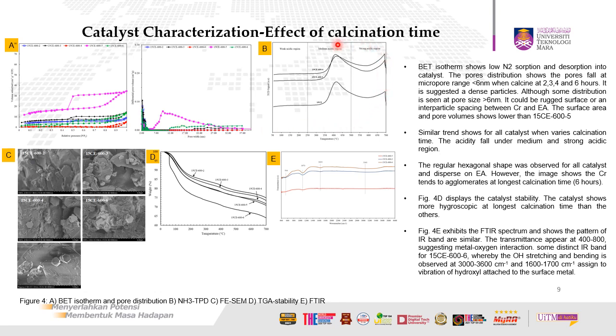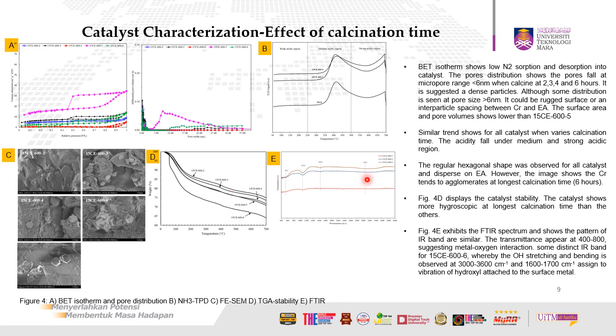For chemical properties, we can see that all the catalysts possess a similar trend, which falls under the medium and strong acidic region. And when we look at the FESEM image, we can see a regular hexagonal shape for all catalysts dispersed on EA. However, the image shows that the chromium tends to agglomerate at the longest calcination time, which is 6 hours. So this figure 4d displays the catalyst stability, where the catalyst shows more hygroscopic behavior at the longest calcination time than the others.